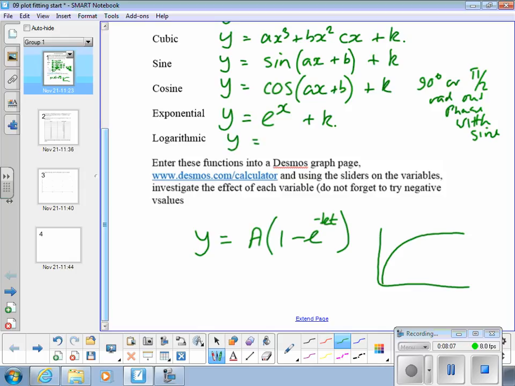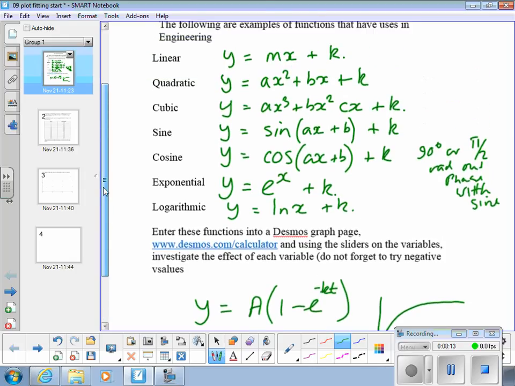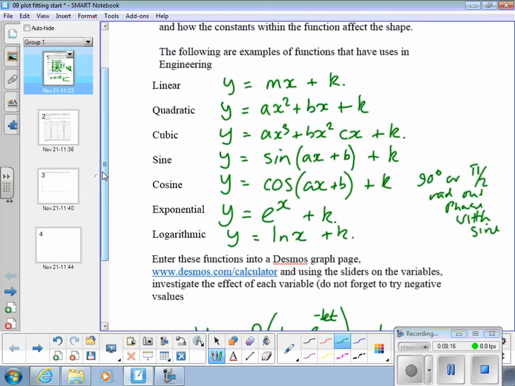Logarithmic, y is equal to ln x plus k. Remember that k can either be positive or negative, depending on whether you want to shift up or down. So there are some functions that might be useful if you were trying to fit some experimental data to a particular function and get a close representation. Then it is for you to work with the constants in there, because you might even have a constant in here, ln ax, or e to the x. That will change the shape or the steepness of the curve that you get with those functions.